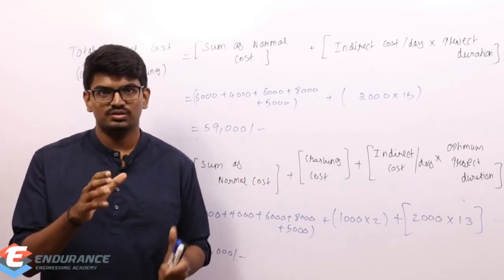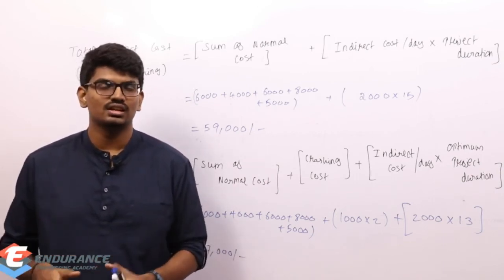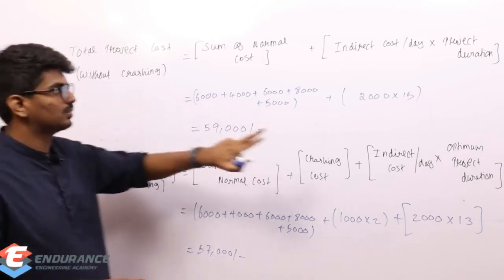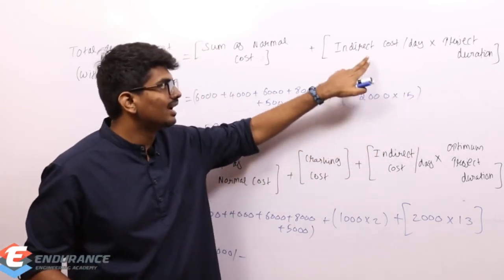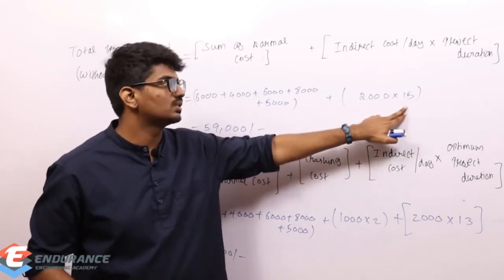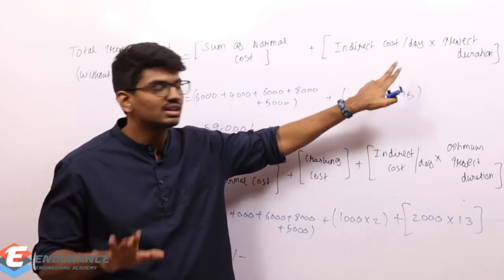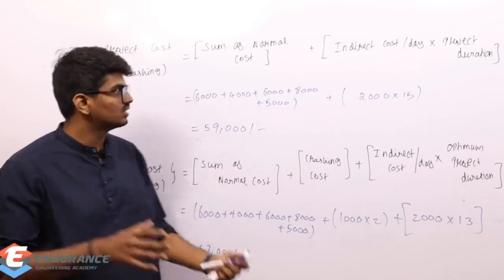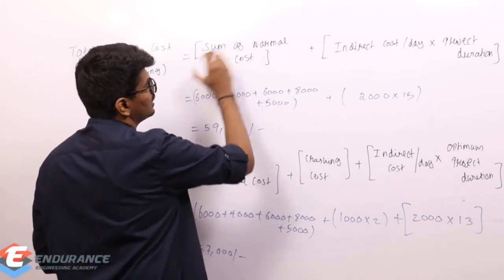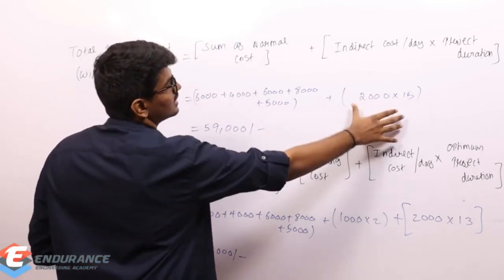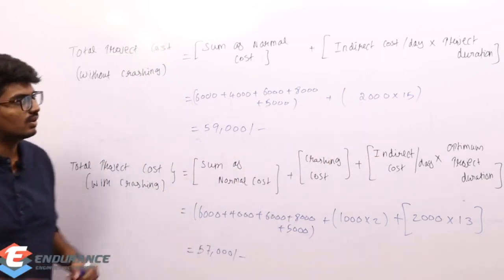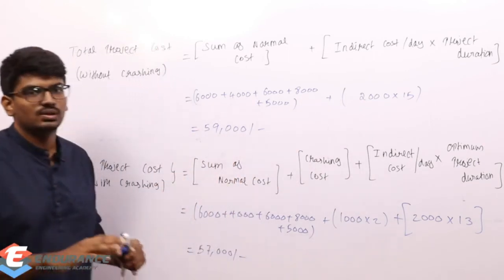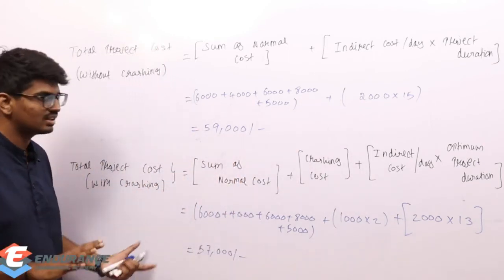Initially the time duration was 15. From 15 it is reduced to 13. Initially, without crashing, the project duration is 15, and indirect cost per day is 2000. So 2000 into 15 will give me total indirect cost. Similarly, normal cost, I need to add all the normal costs. The sum of normal cost will give me direct cost, and this will give me indirect cost. Now, if I add all these things, I will be getting 59,000. I'm not doing the calculation now, I already did it.